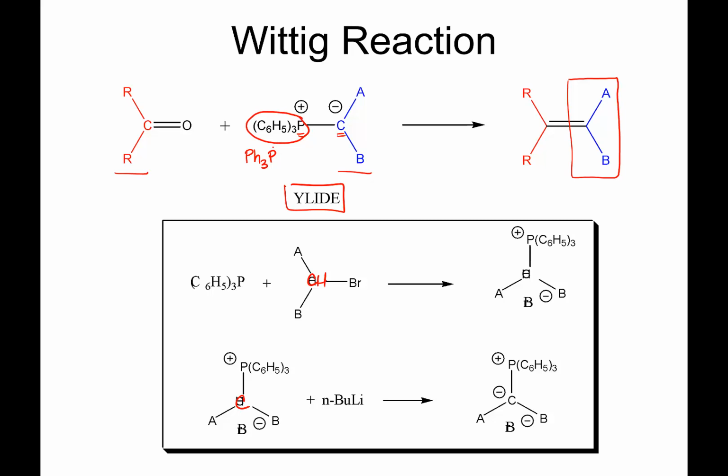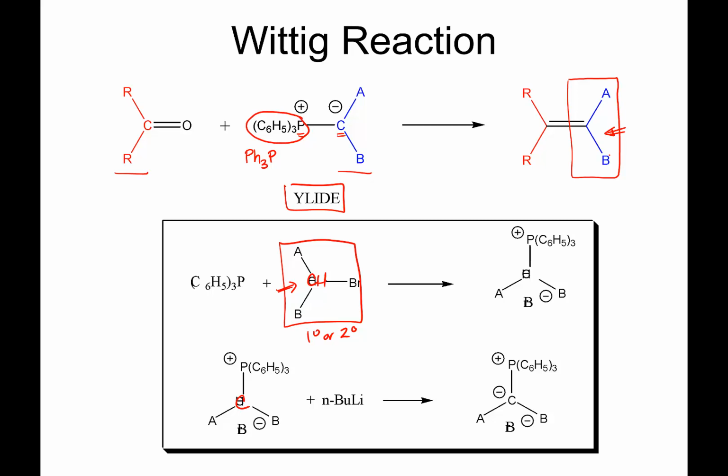So ultimately, we're going to make the ylide from an alkyl halide. It can only be primary or a secondary alkyl halide. Of course, this AB group is what I'm going to attach up there. And if it had 3 alkyl groups on it, that would be impossible to form the double bond.